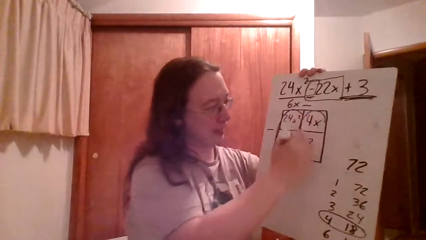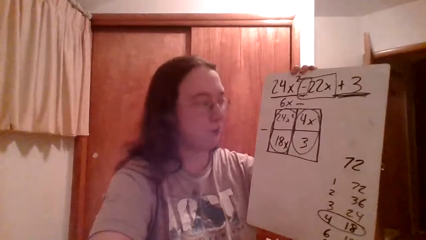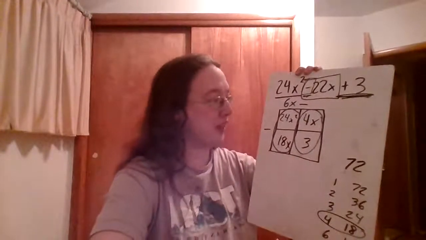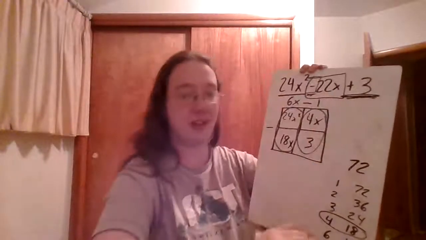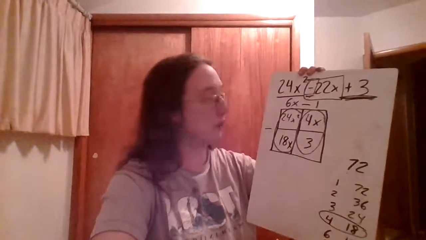And then if we're looking at this, the biggest thing that goes into 4 and 3, well, 1 does. And sometimes 1 is going to be your biggest thing. And this one doesn't even have an X with it, so that's just going to be a 6x minus a 1. Because there's nothing else we can pull out of both a 4x and a 3.